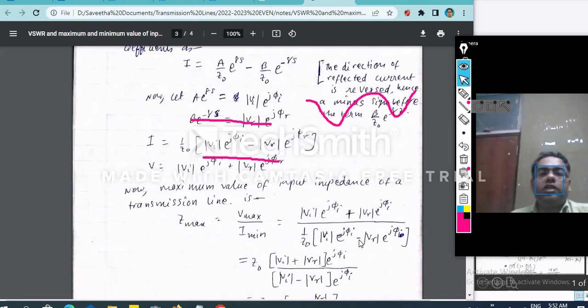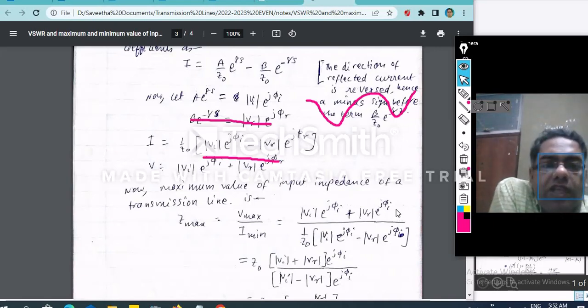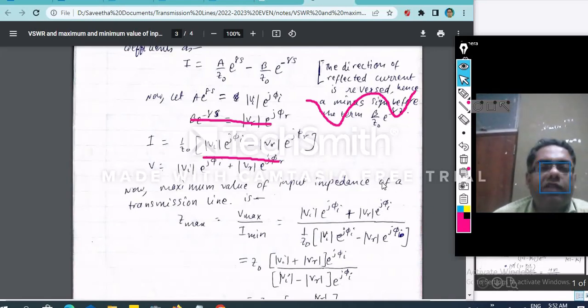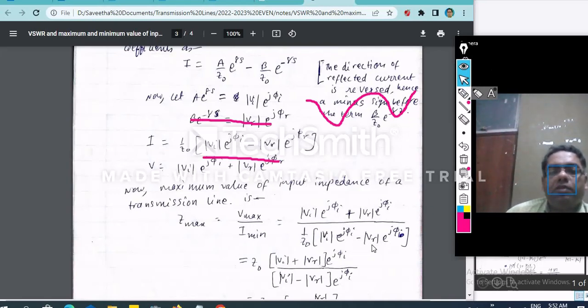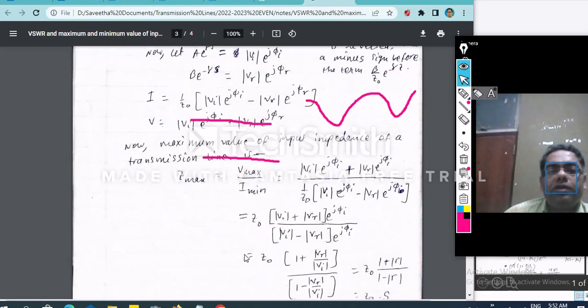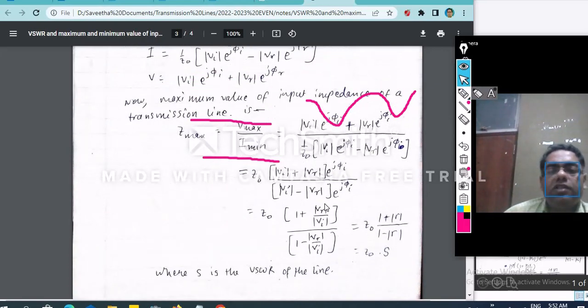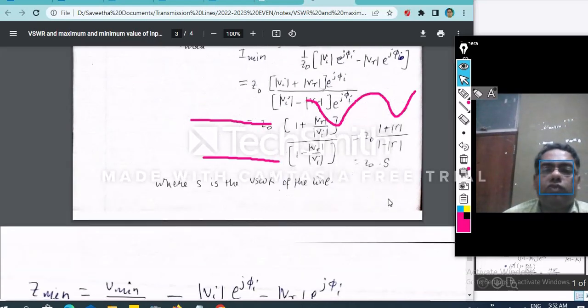So we have to take the ratio of voltage maximum and current minimum. That means the phases are the same. Same phase is there, so voltage will become maximum and current will become minimum, because the minus sign is there. After a little algebra, we get this, and this ratio VR by Vi is gamma. Now 1 plus mod gamma over 1 minus mod gamma is S, the VSWR. So Z max is Z0 into S.